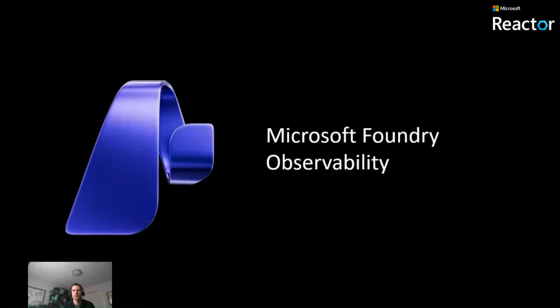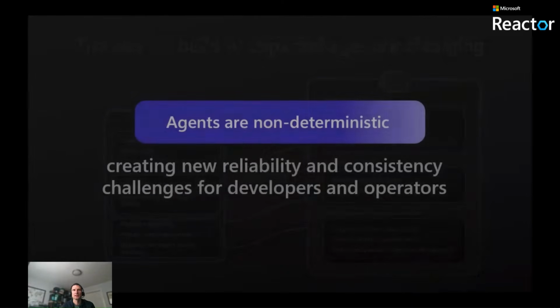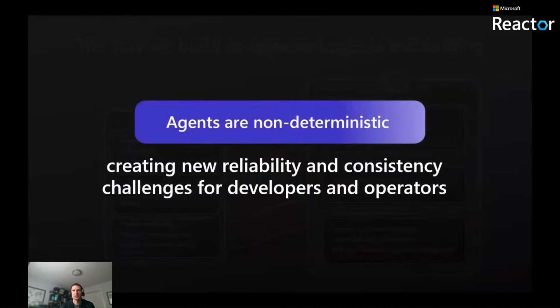To walk you through an overview of Microsoft Foundry Observability. The way we build AI applications and agents is changing, moving from single model to deterministic systems to multi-model, multi-agentic, and more complicated workflows and systems. We also know that agents are non-deterministic, creating new reliability and consistency challenges for developers and operators.